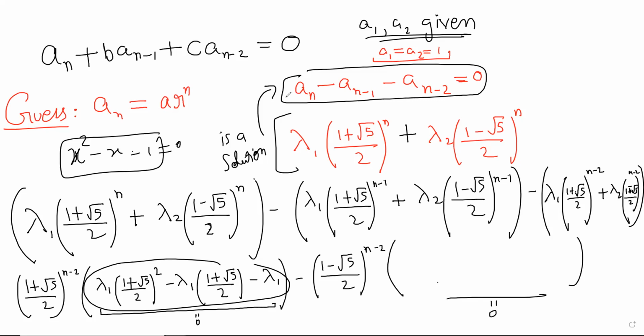So this satisfies this equation. So it means that this is a solution. Is there any problem? No, right? Because we have strictly shown that this satisfies this equation. So this is a solution. Now, if you tell me that A1 and A2 are 1, then using that, I will be able to say something about lambda 1 and lambda 2.